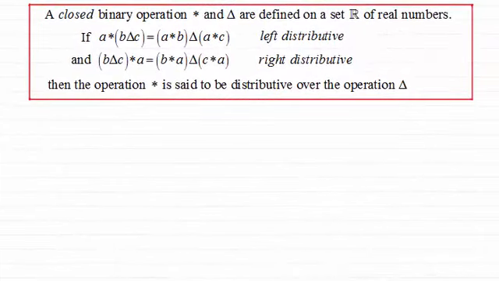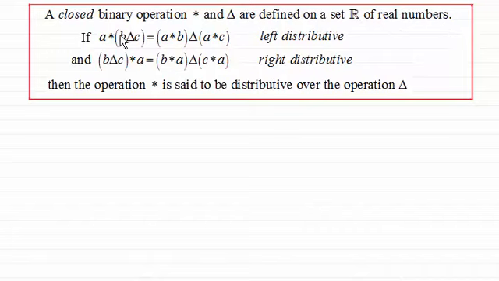Hi there. Now in this video I want to talk to you about the distributive property for a particular binary operation. And I've got a definition here. It's quite lengthy, as you can see, but we'll take it slowly through and I'll show you an example that works with this. So if we have a closed binary operation, let's say star, and another binary operation, which I'll call triangle, defined on a set R of real numbers.